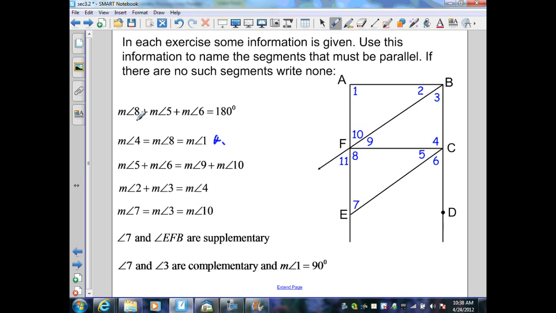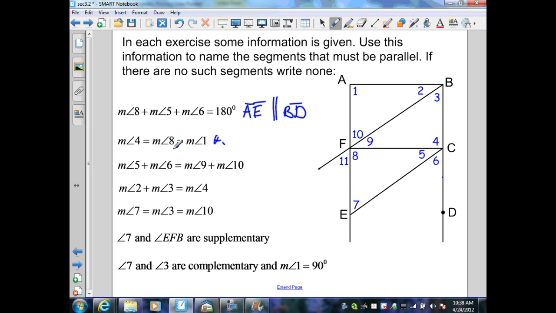Continuing with this example, I have the measure of angle 8 plus the measure of angle 5 plus the measure of angle 6. 5 and 6 put together, and 8. These angles form supplementary angles. They add up to 180 degrees. There is a transversal. It is segment FC. The other two lines that form those angles are AE and BD. If same side interior angles are supplementary, then the two lines cut by the transversal are parallel.